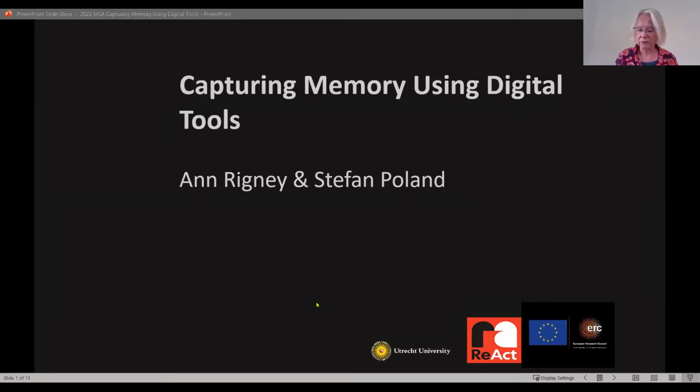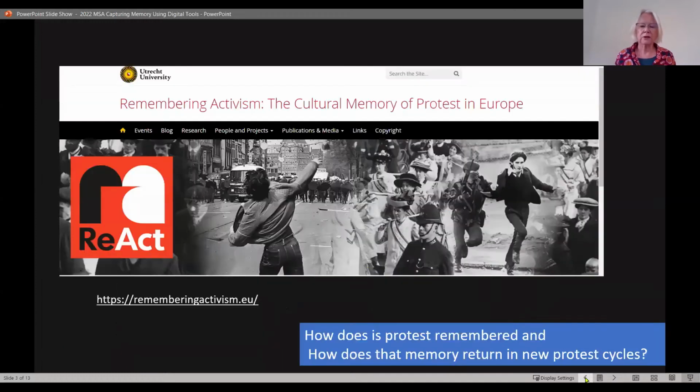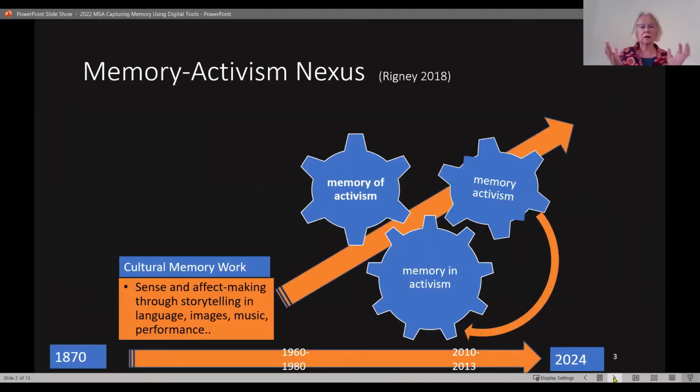This is a project called Remembering Activism, the cultural memory of protest in Europe. Basically the question we ask is, how is protest remembered, and how does that memory return in new protest movements? A key idea behind this is the memory activism nexus, the idea that the memory of activism, memory activism and memory in activism are all playing into each other.